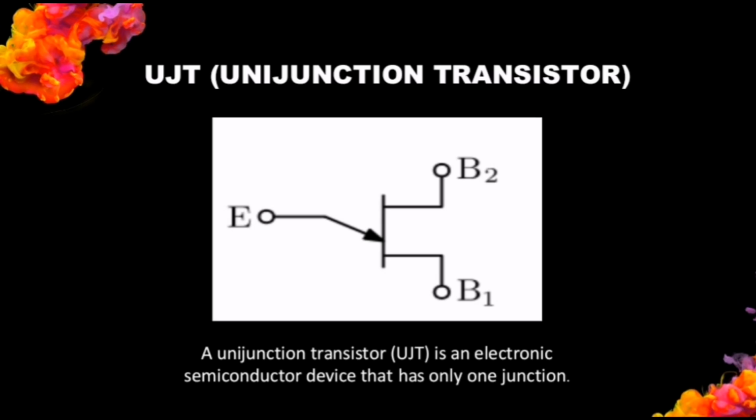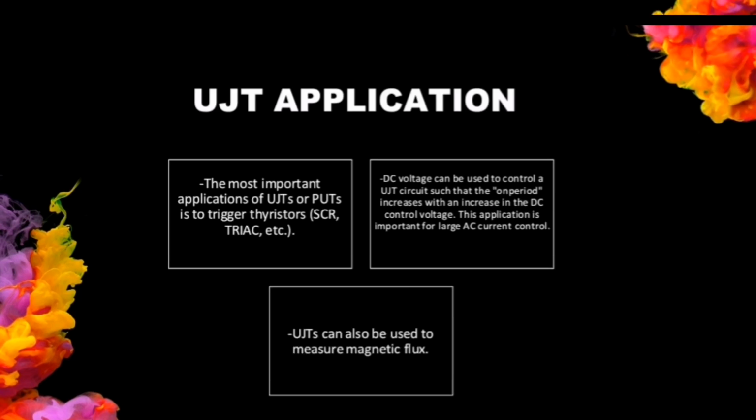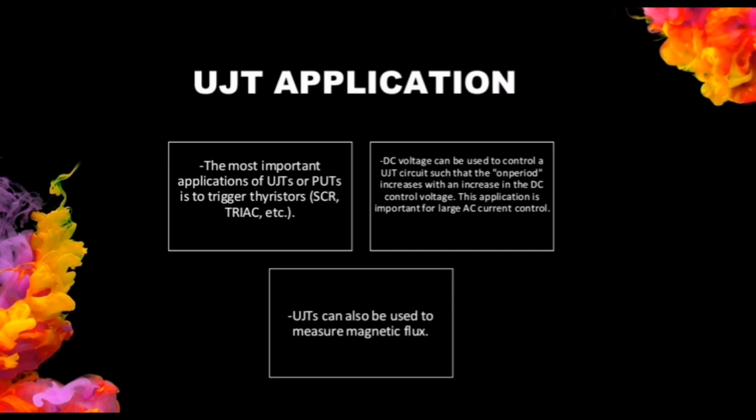Next, UJT. UJT is a unijunction transistor. A unijunction transistor, UJT, is an electronic semiconductor device that has only one junction. UJT application. The most important application of the UJT or PUT is to trigger thyristors. DC voltage can be used to control a UJT circuit such that the on period increases with an increase in the DC control voltage. The application is important for large AC current control. UJTs can also be used to measure magnetic flux.